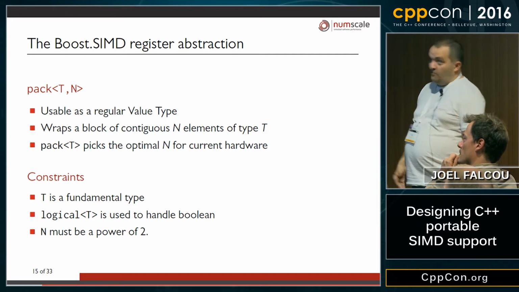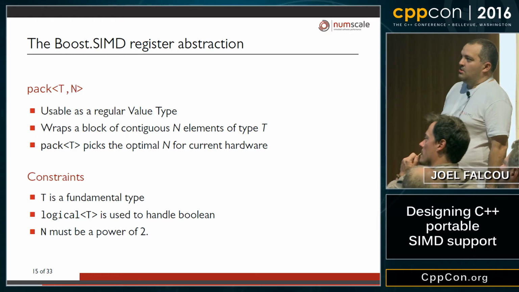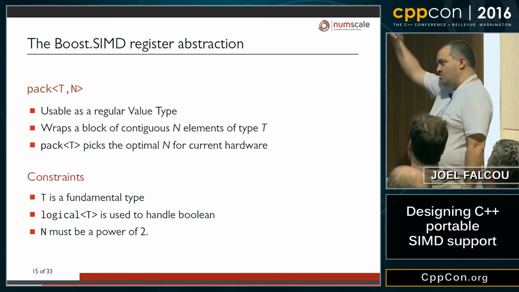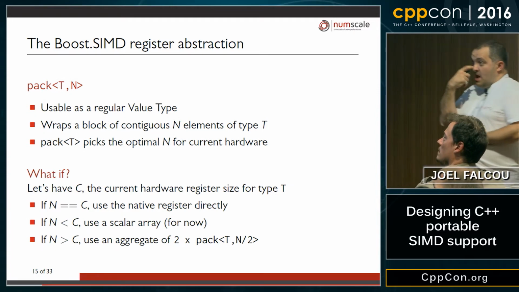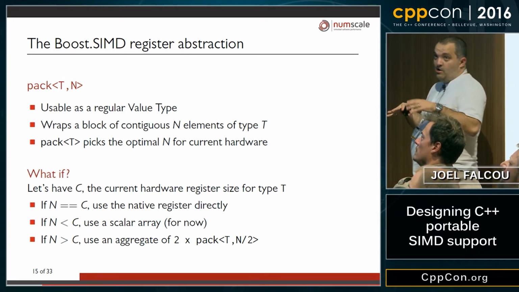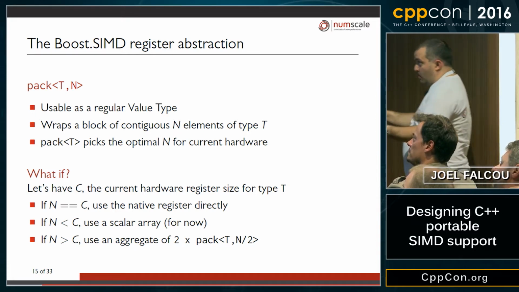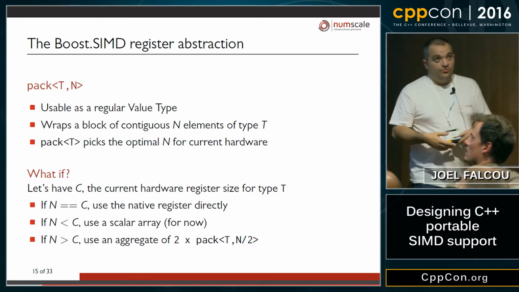Could be 1, not very useful to have a wide register containing one element, but it's actually required for the whole genericity of the code. And so what happens depending on T and N? Well, let's say we have C, which is the current hardware optimal register size for a value of type T. So let's say you are on an SSE machine, you are dealing with float, so C is equal to 4.